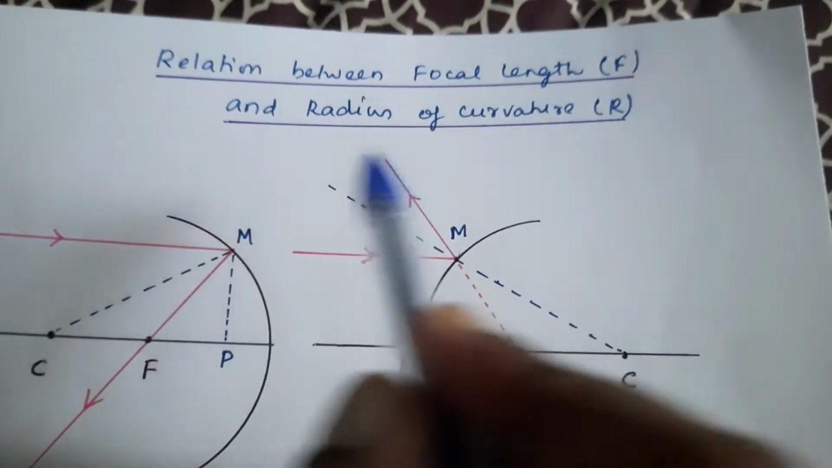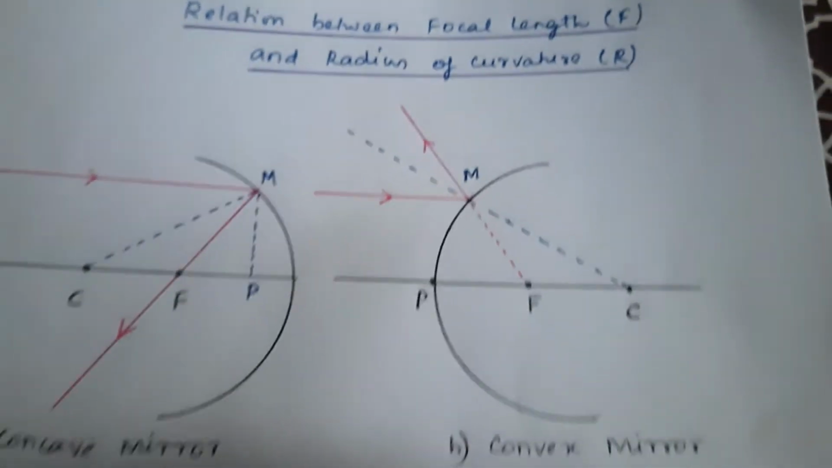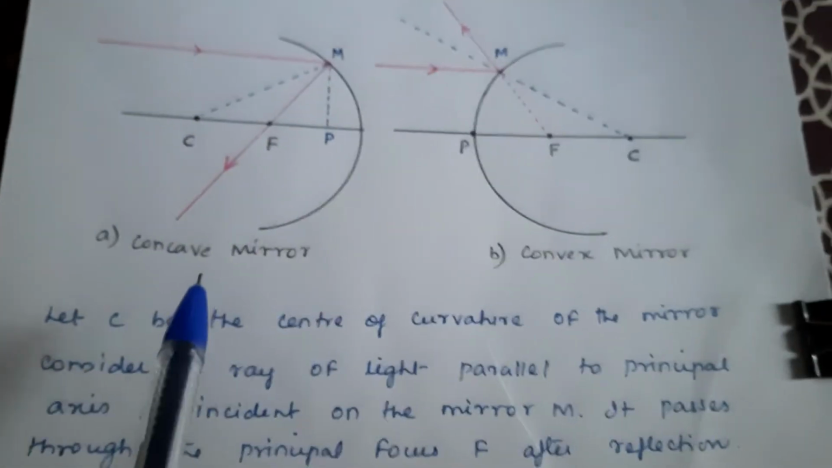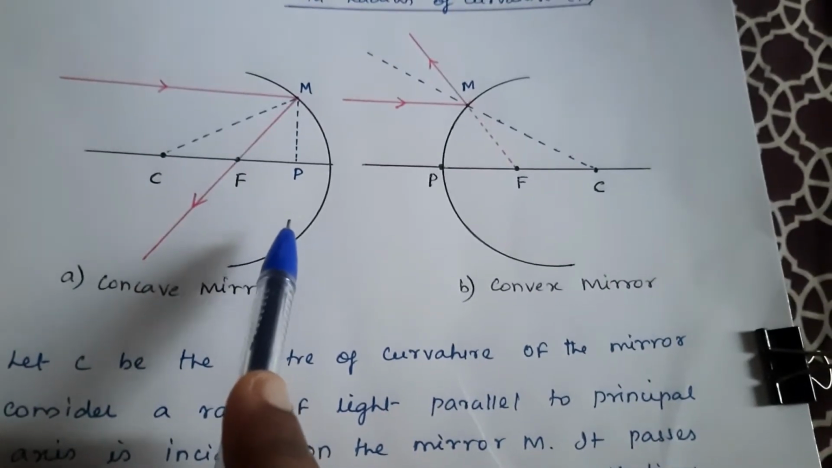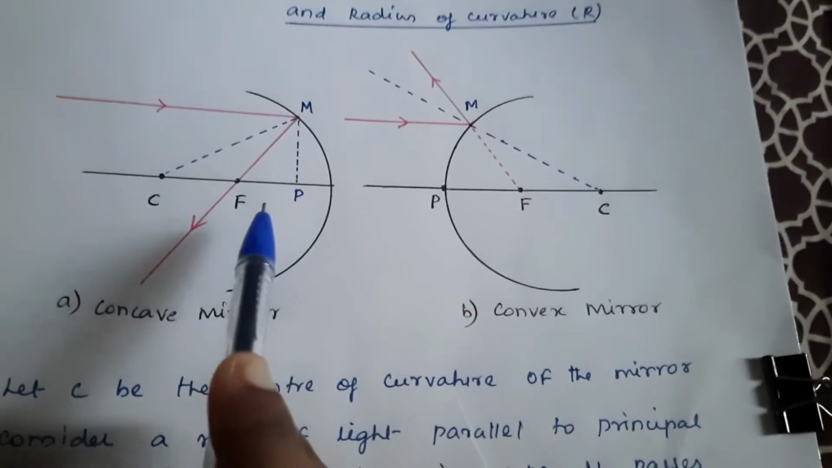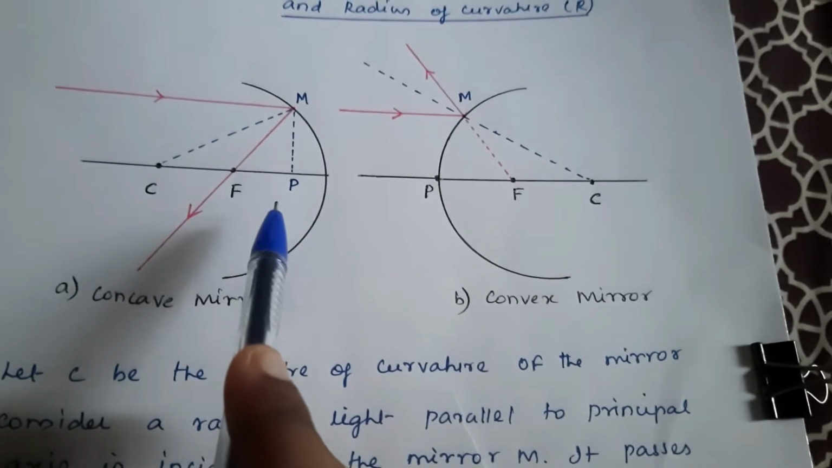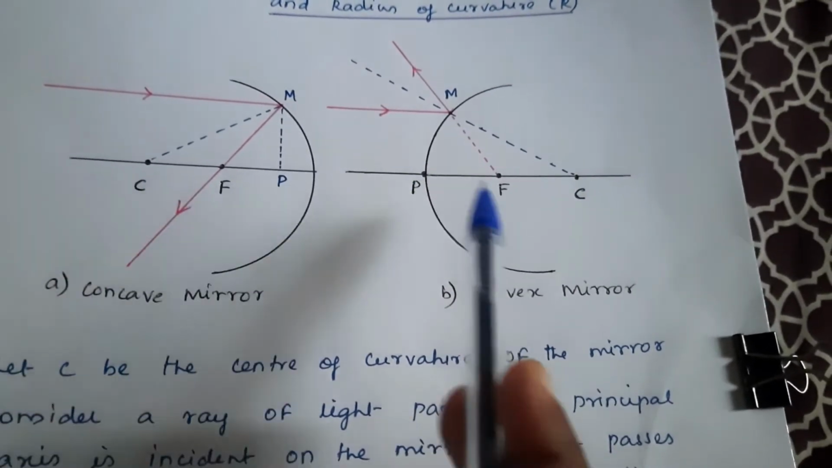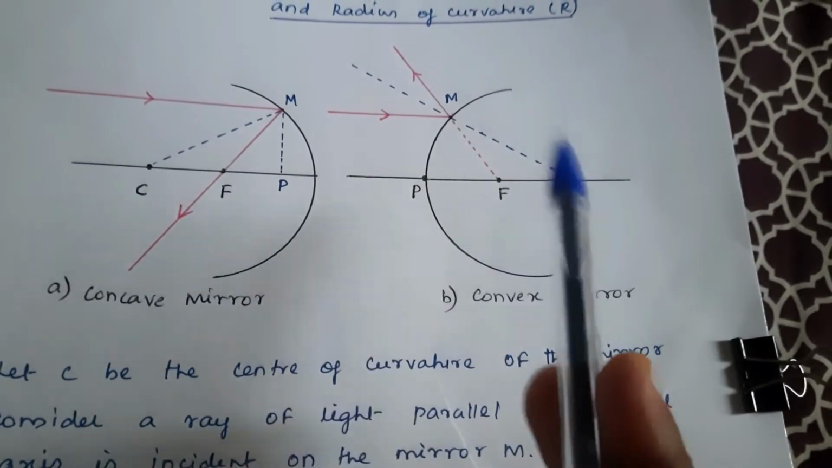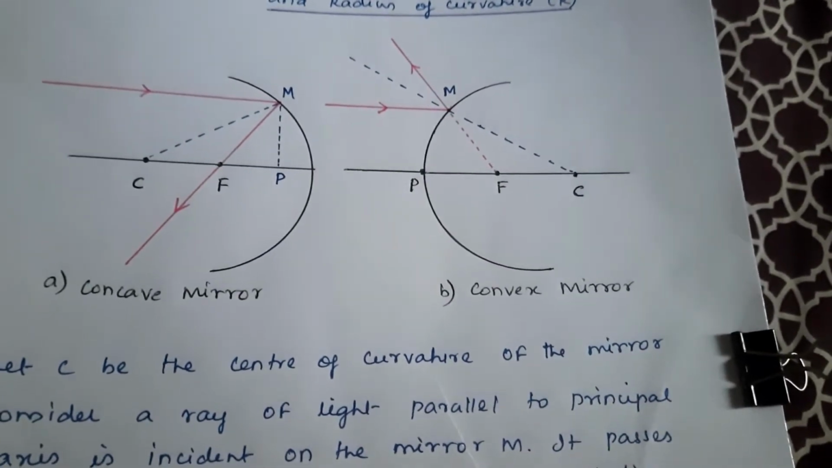Relationship between focal length and radius of curvature. Now let C be the center of curvature of the mirror. So this is a concave mirror. Here this is the convex mirror, and this is the center of curvature of the convex mirror.